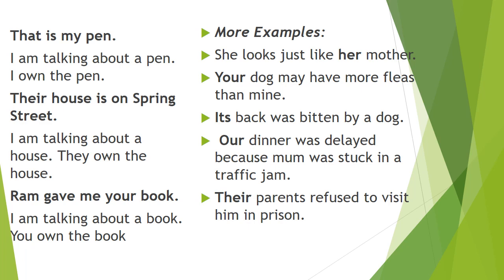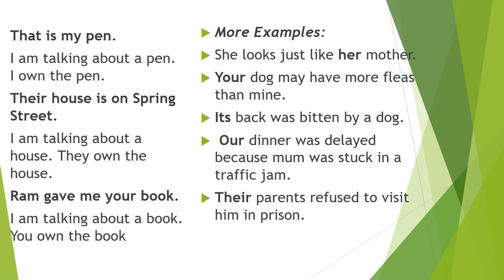Let's see some more examples. That is my pen. So what is the possessive determiner here? My. Why, students? Because my is the word that modifies the noun pen. My tells you about the possession, about the ownership of the noun pen. I am talking about a pen. I own the pen. You get this information from the word my, and therefore that is a possessive determiner.